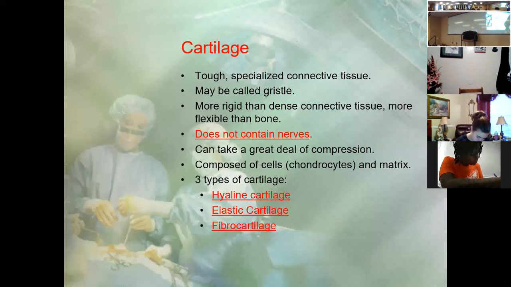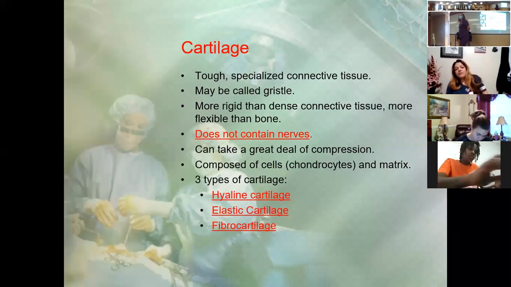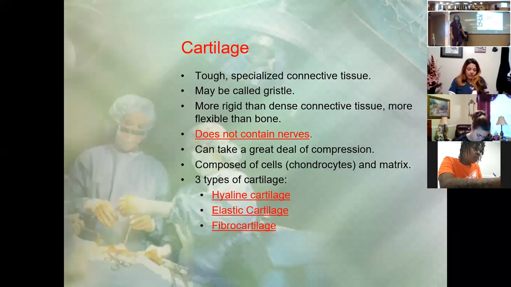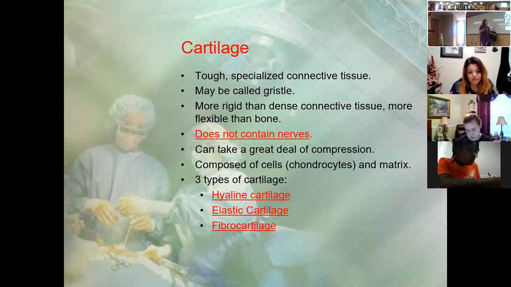Cartilage is another type of connective tissue. Who can tell me what the medical term for cartilage is? Yeah, chondro, with the R, chondro. This cartilage does not contain nerves. If you hurt this cartilage, it's going to send a pain sensation to surrounding tissue. It's not the cartilage itself that's going to hurt. We've got some different types of cartilage. Hyaline cartilage. Hyaline means clear or glassy.